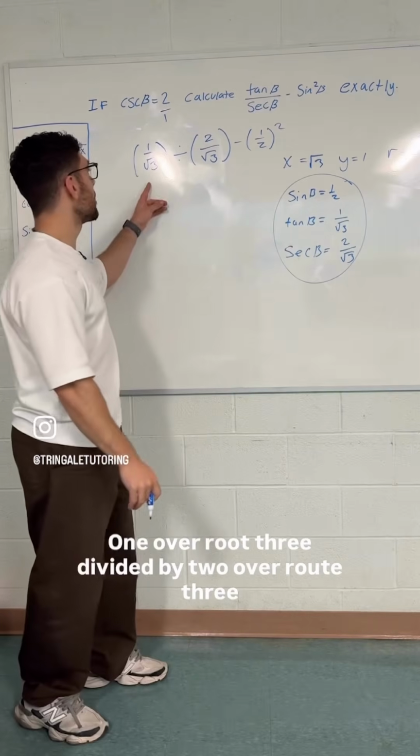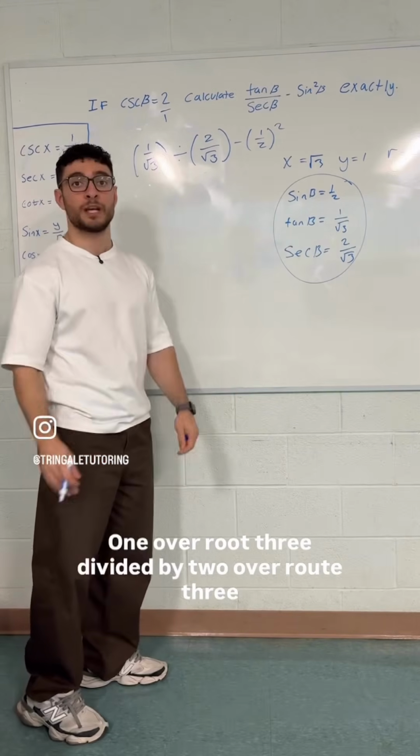1 over root 3 divided by 2 over root 3. I'm going to use a property called cube.